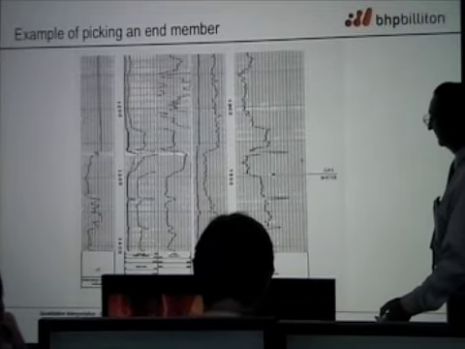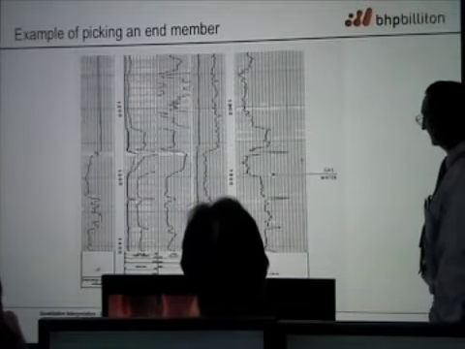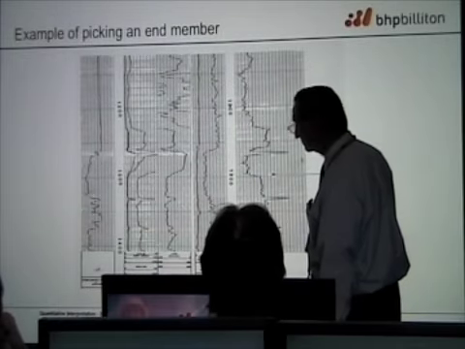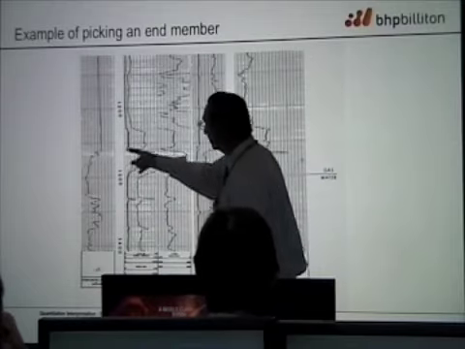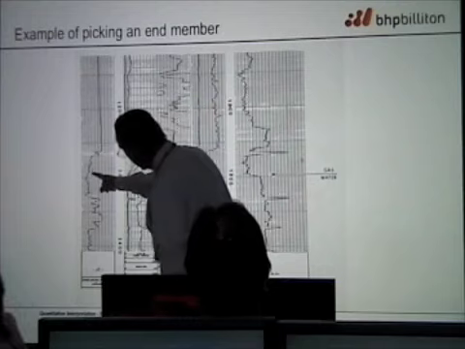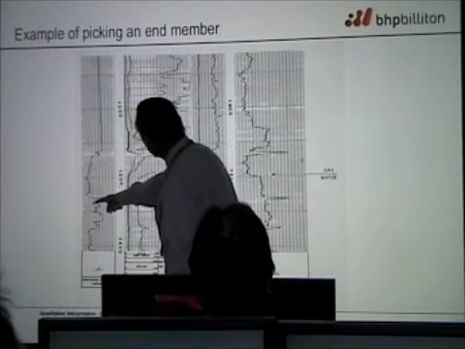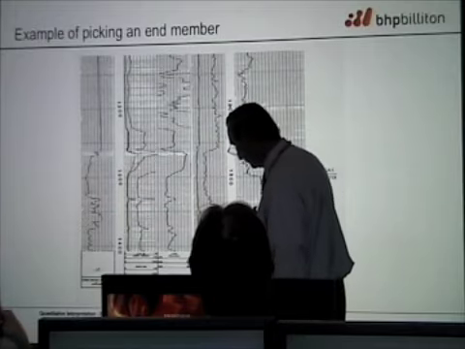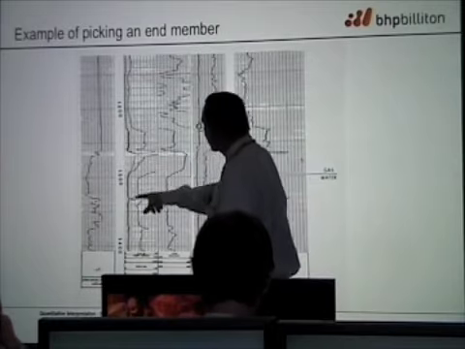This is an example of a log. This is a very old log. I got it back in the 70s someplace. This is from the Rocky Mountains. This is depth in feet. This is an SP log with a big old sand. And the resistivity, I think normal resistivity, gosh, I can't even read it. This is the resistivity right here.